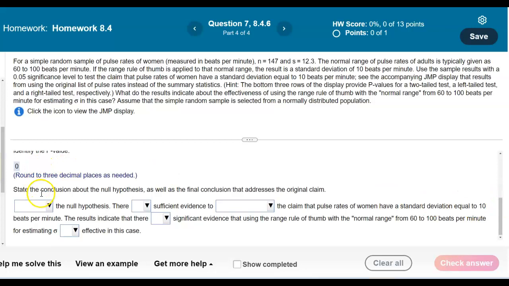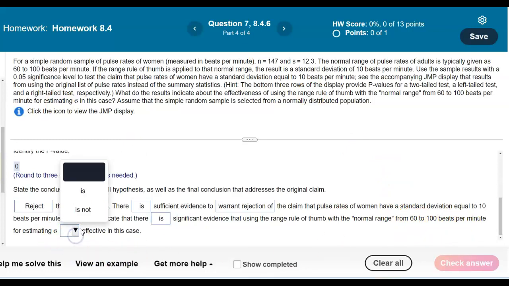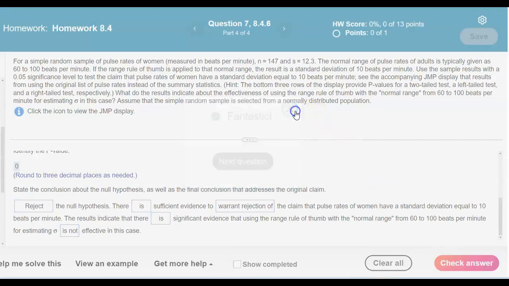So let's go ahead and put that in here. So we're going to say reject the null hypothesis, and that there is sufficient evidence to warrant rejection of the claim that pulse rates of women have a standard deviation equal to 10 beats per minute. And so we can say that the results indicate that there is significant evidence that using the range rule of thumb with the normal range from 60 to 100 beats per minute for estimating a population standard deviation is not effective in this case. Check our answer, and there is our result.